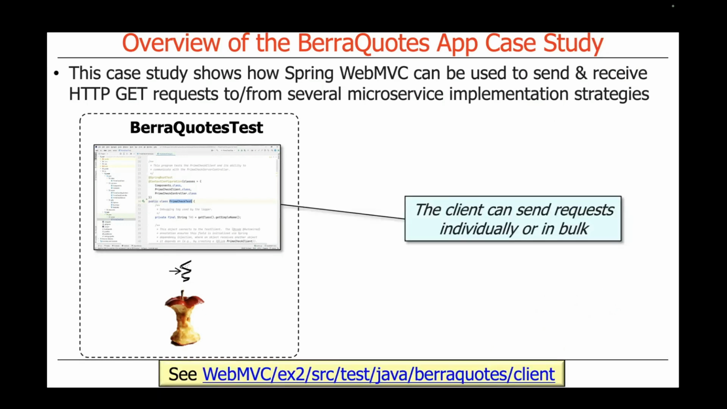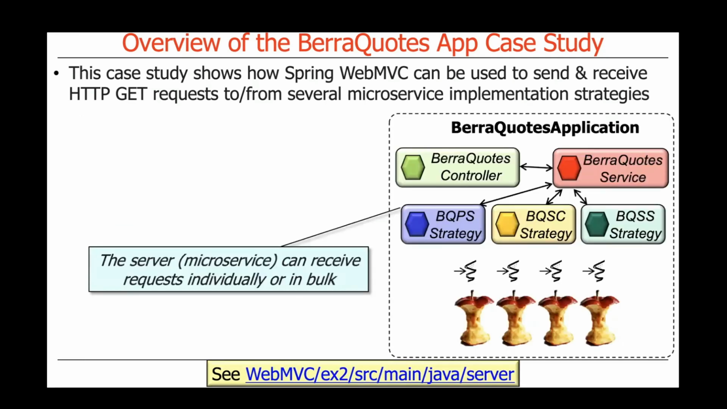The client, as we'll see when we look at the example in more detail, can send requests either individually or in bulk. So it can either send one at a time, or it can send a bunch of requests and then get back a list of results. The server, which is a microservice, can also receive the requests individually if they're sent individually by the client, or in bulk if the client sends them in bulk.